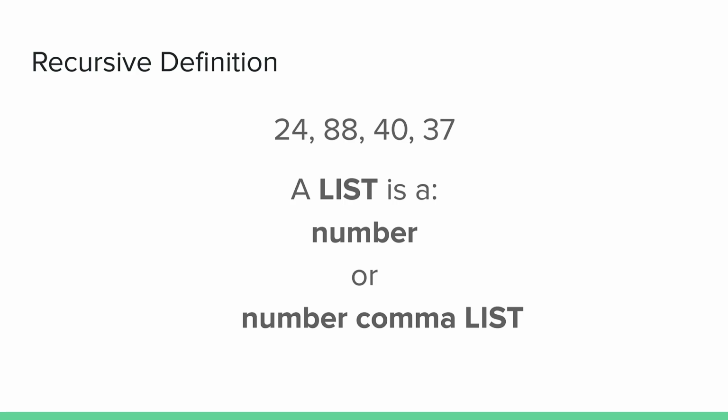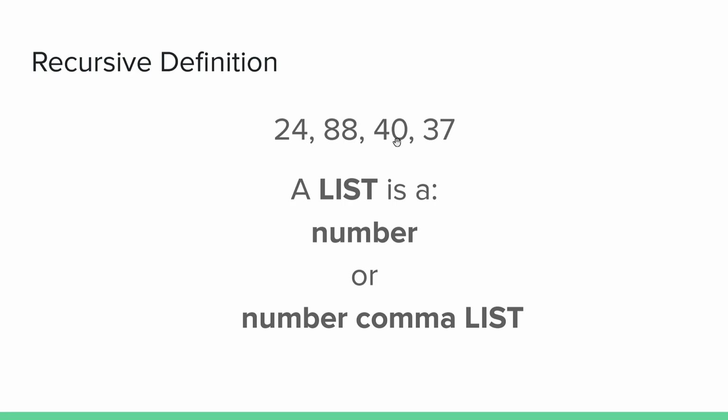So for this example, we're going to look at something fairly recognizable, a comma-separated list of numbers. If we think about the smallest list that we would recognize as a list, we might say that a single number is sufficient to be recognized as a list. In this example, the number 37 is all by itself a valid list. It's just a very short list. So we might say that the definition of a list could be a number.